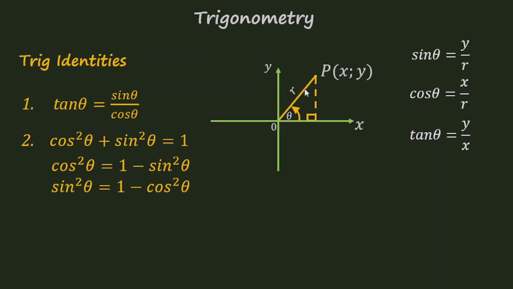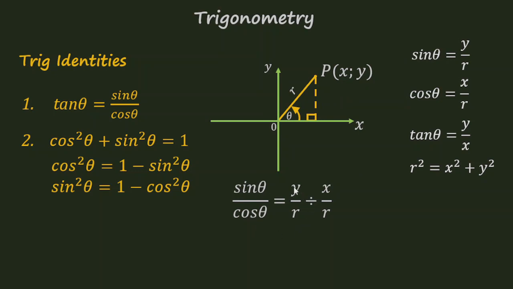And we can also find the value of r by using the theorem of Pythagoras. We know Pythagoras says that the square of the hypotenuse is the sum of the squares of the other two sides. Now, to prove the quotient identity, to prove that tan theta equals sine theta over cos theta, we can take the ratio sine theta over cos theta and write it in terms of x and y.